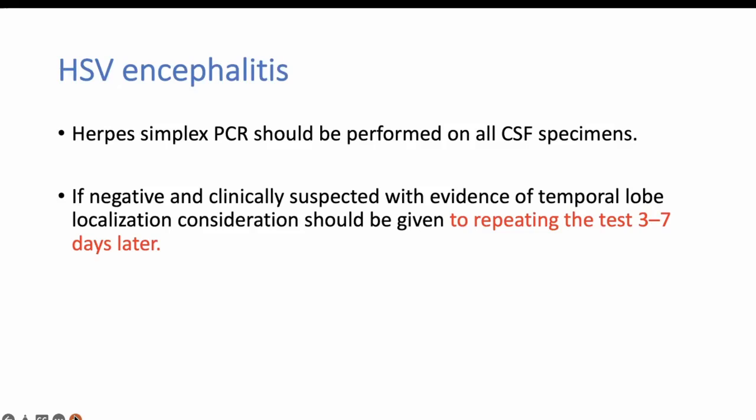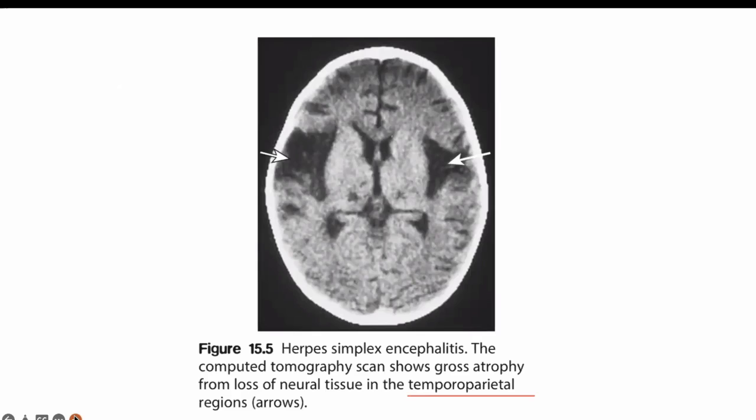As I mentioned, if you have a negative PCR, you need to repeat it 3 to 7 days later from the first one. And this CT scan showed gross atrophy, this is an advanced stage, gross atrophy in the temporoparietal region.